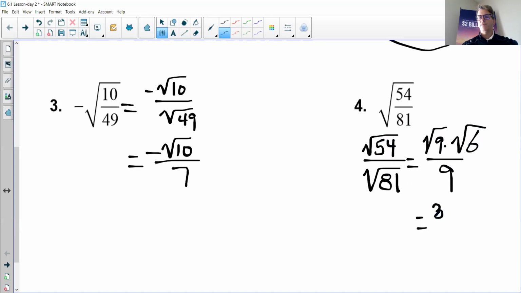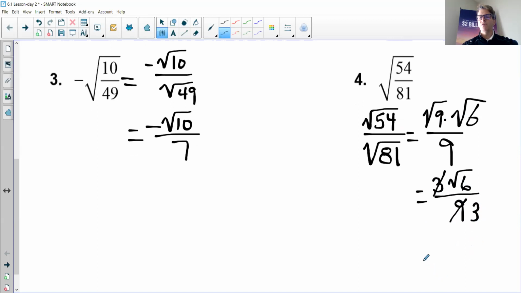The square root of 9 times 6 is 54. So the square root of 9 is 3, and you have the square root of 6, and that's all over 9. Now, look to simplify. So the 3 and the 9 cancel. We have square root of 6 over 3 as your answer for number 4.